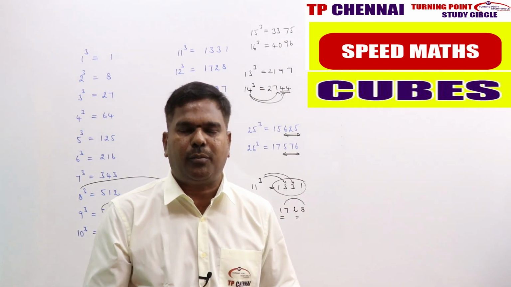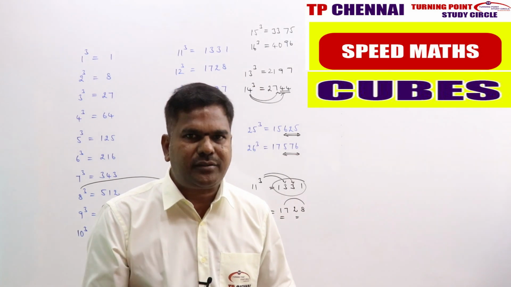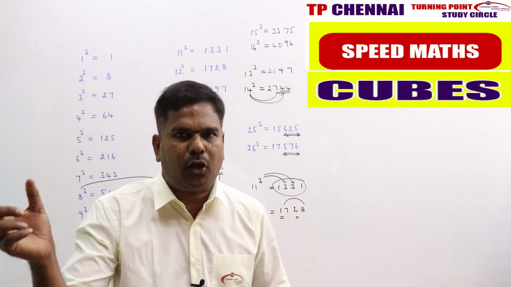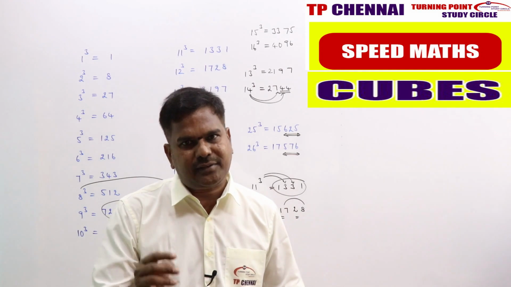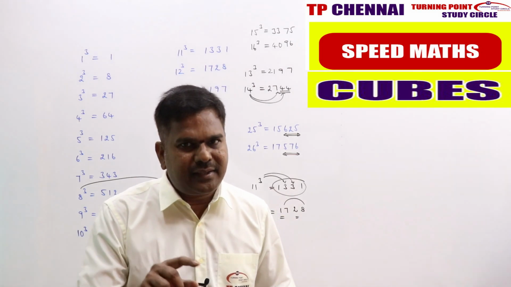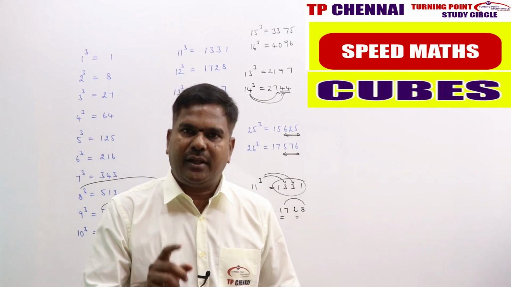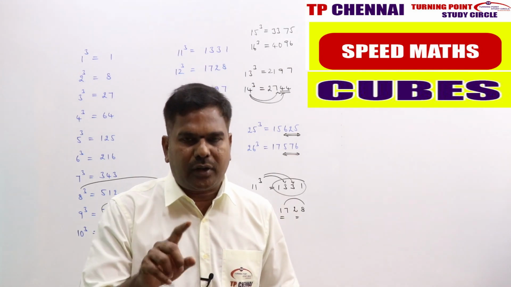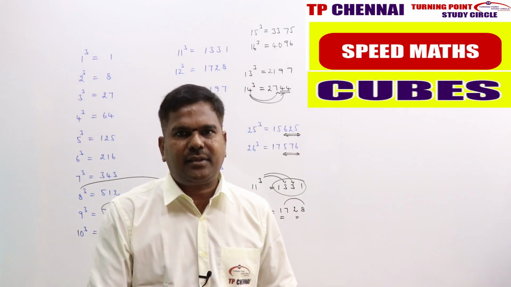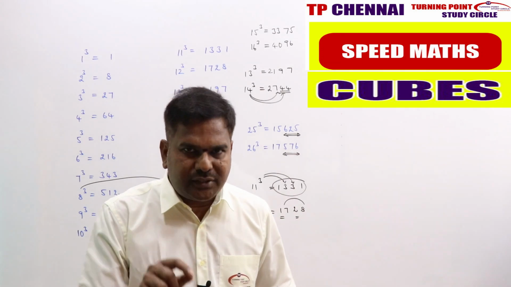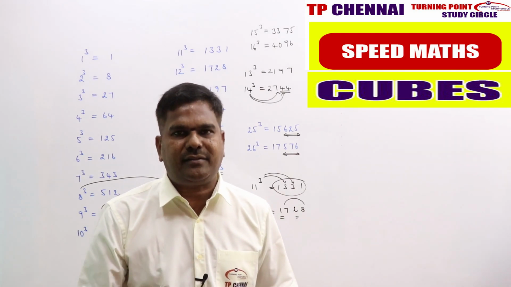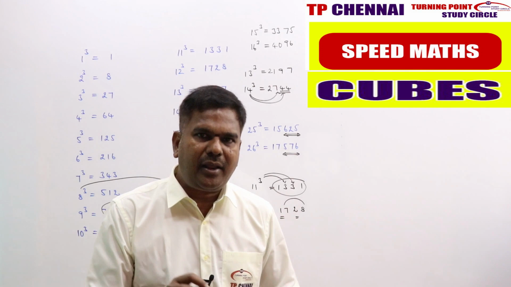15 cube and 16 cube. I told you to remember tables. 15 for 15 cube, 15 fives are how much? 75 as the last two digits. 16 cube, how much? 16 sixes are 96 as the last two digits. 15 cube starts with 33, so 3375 is the answer for 15 cube. 16 cube starts with 40 and 16 sixes are 96. 4096 is the answer for 16 cube.